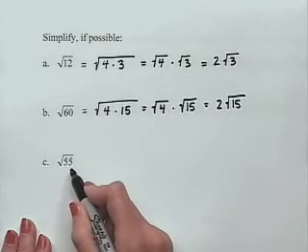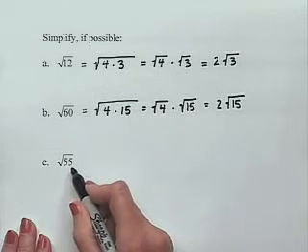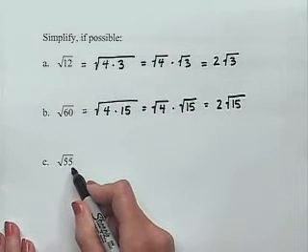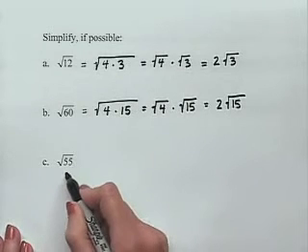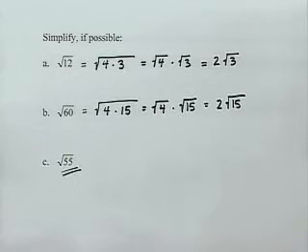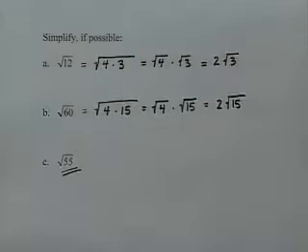Now we look at the square root of 55. Now we know that 55 is equal to 5 times 11, both of which are prime numbers, neither of which, of course, is a perfect square. So for this reason, square root of 55 is as simple as it gets.